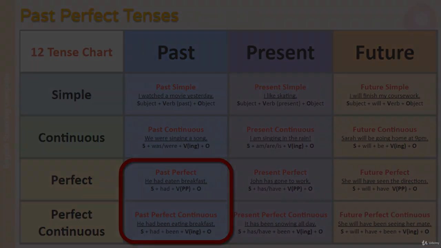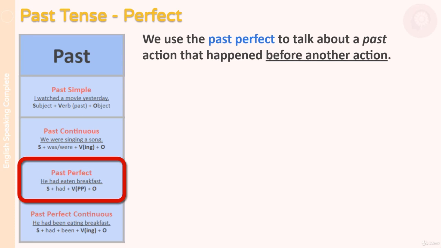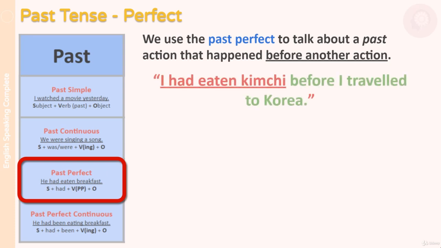And let's begin. So we'll start with the past perfect tense. Here's an example. He had eaten breakfast. So we use the past perfect to talk about a past action that happened before another action. So in a sense, the past perfect tense is discussing two separate actions. But the main one happened before something else. A little bit confusing? Well, I will help you with this example.